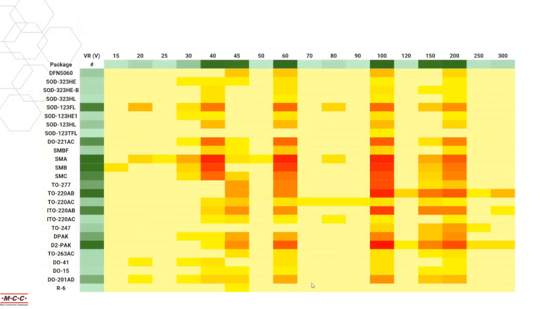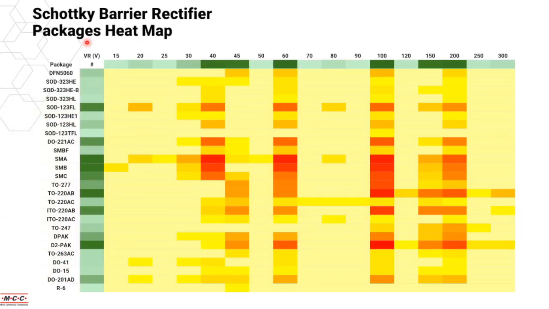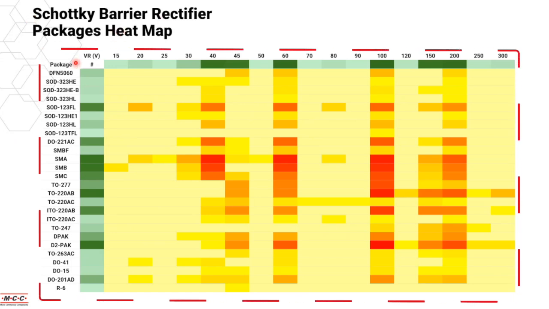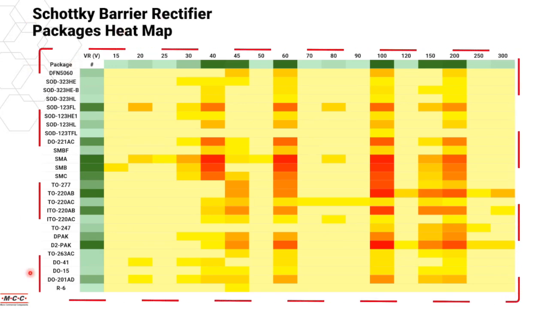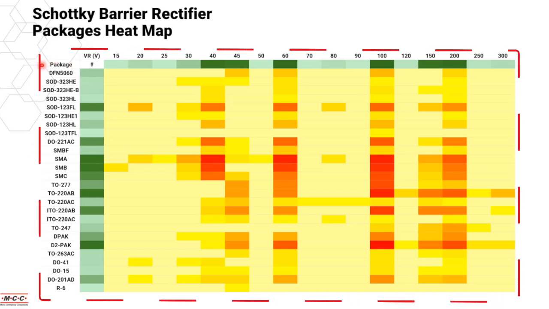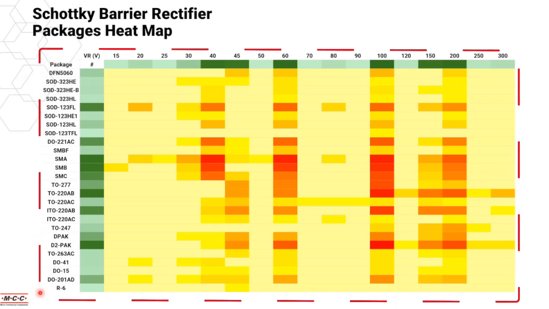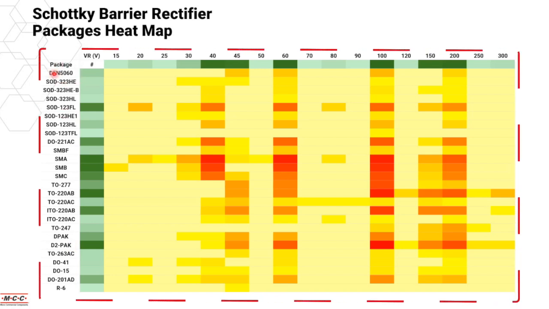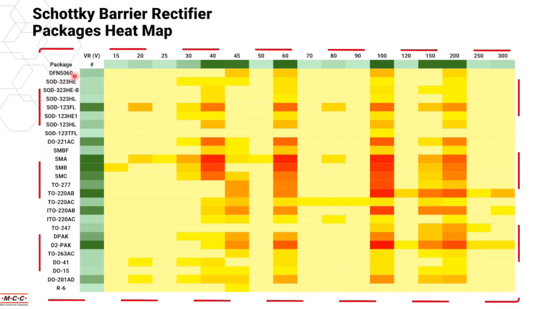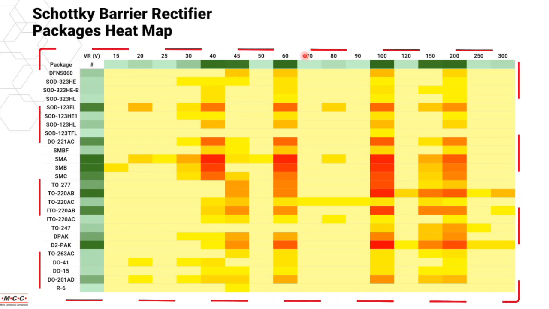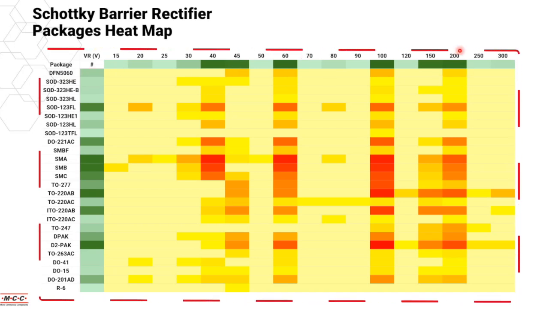Let's look at what packages are offered by MCC for Schottky barrier rectifiers. So these are the options offered by MCC. We have the bleedless package as mentioned just now, DFM 5060s, covering the range of 45 volts as well as 60 volts, 100 volts up to 200 volts.